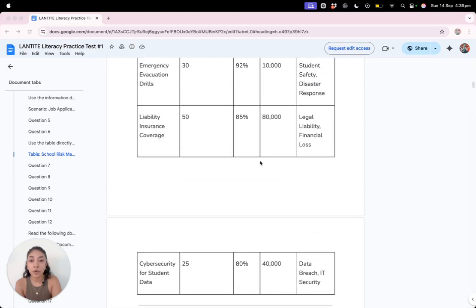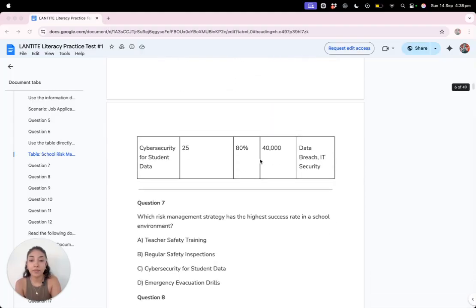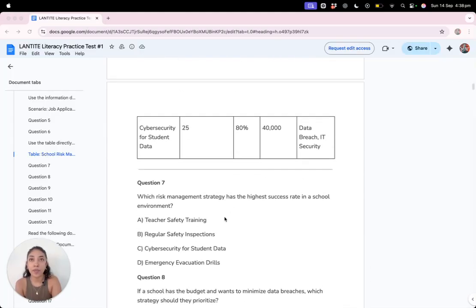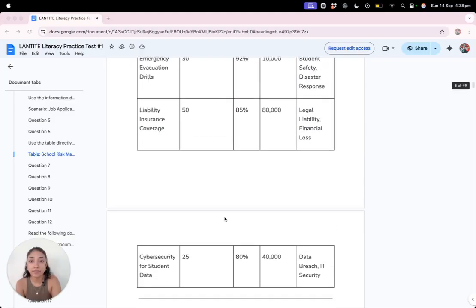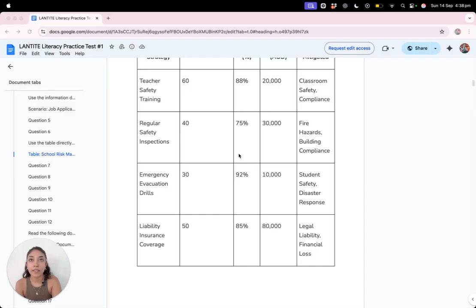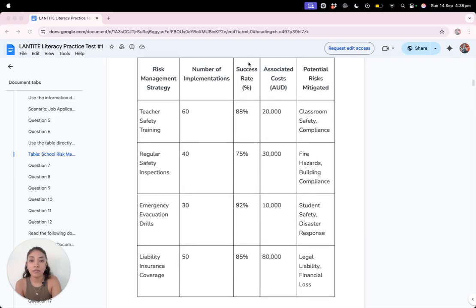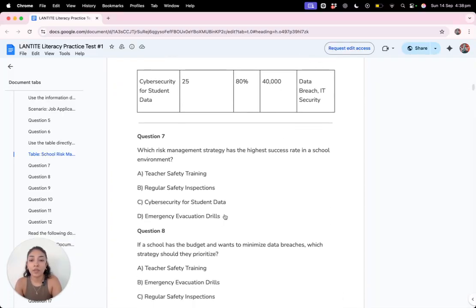So based on what I can see here from the table, I'm going to go with D, emergency evacuation drills. And that's because emergency evacuation drills have the highest success rate, at 92%, which is here, this column. Okay, so I'm going to go with D.